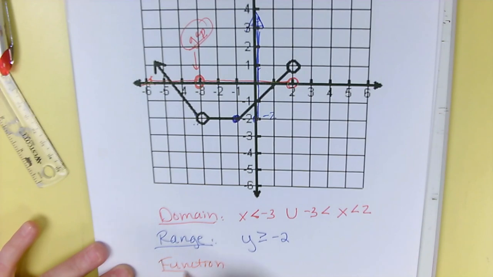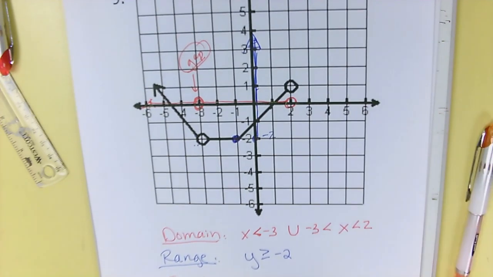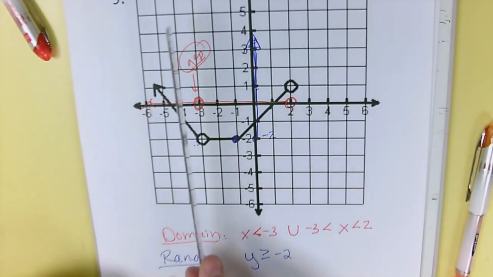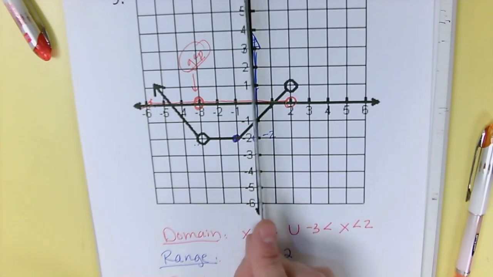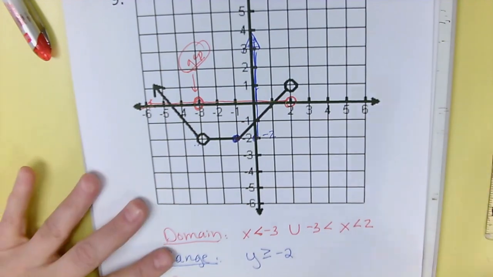Last question, is it a function or not? Vertical line test. So here I cross once, here I cross none. 1, 1, 1, none. So it's a function.